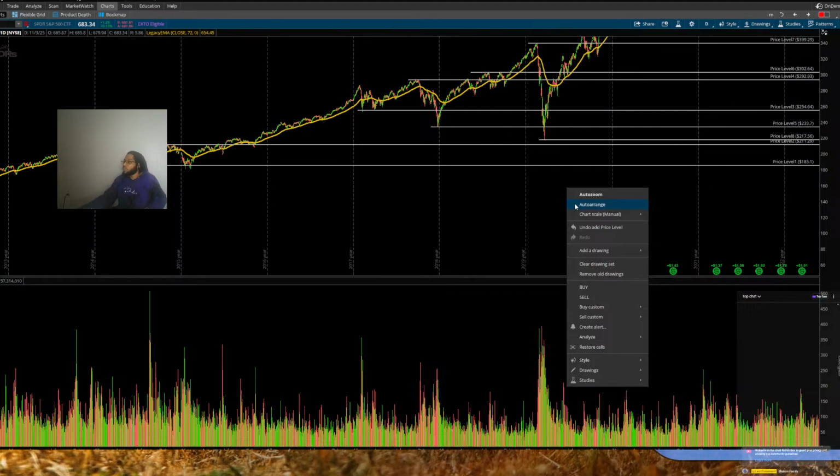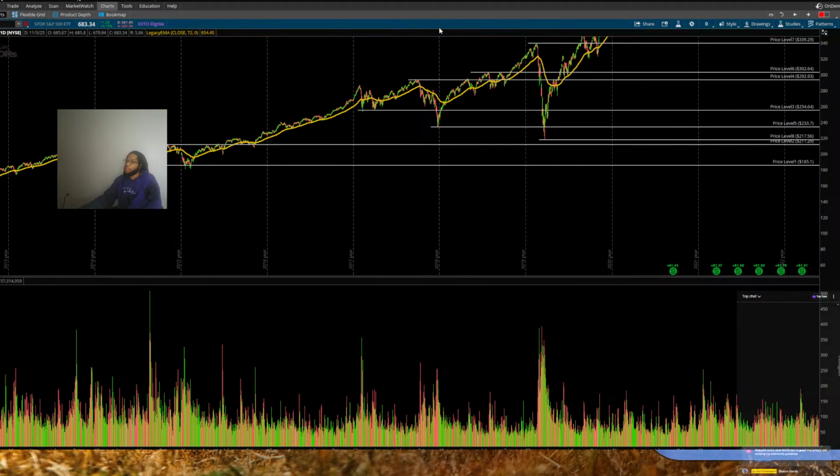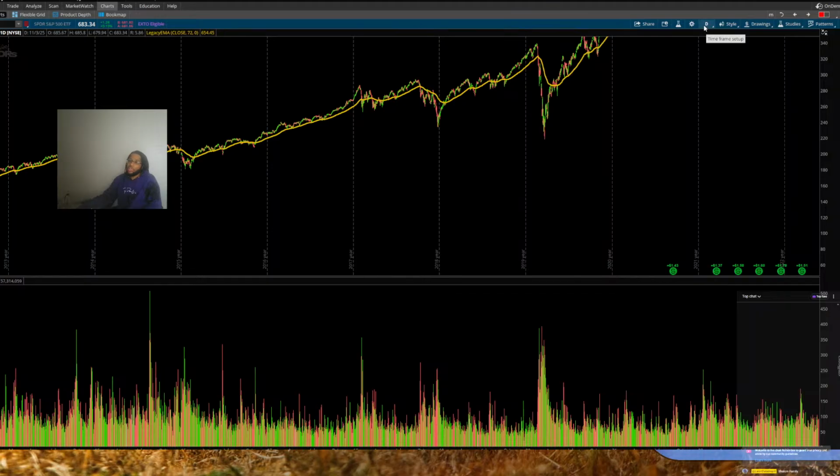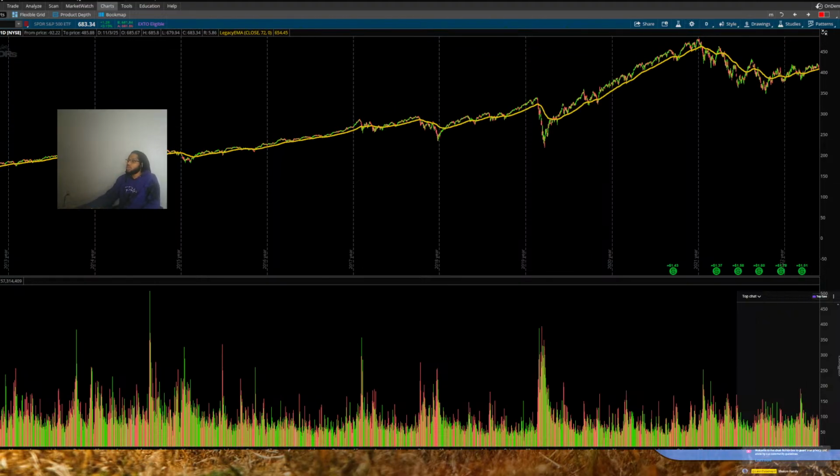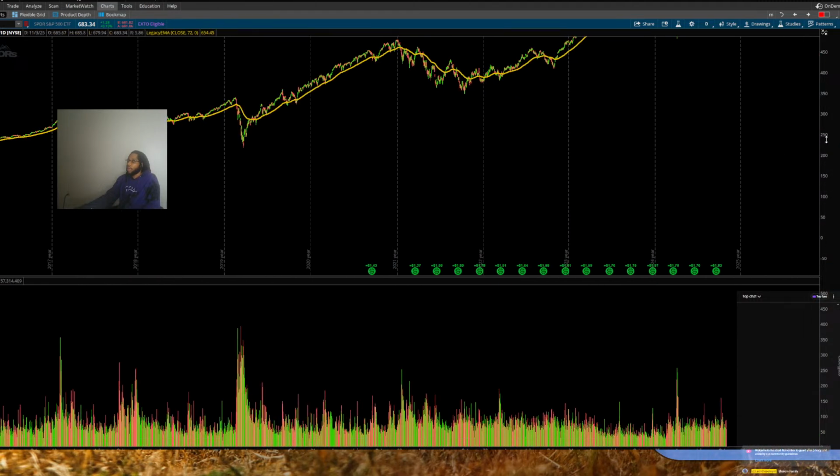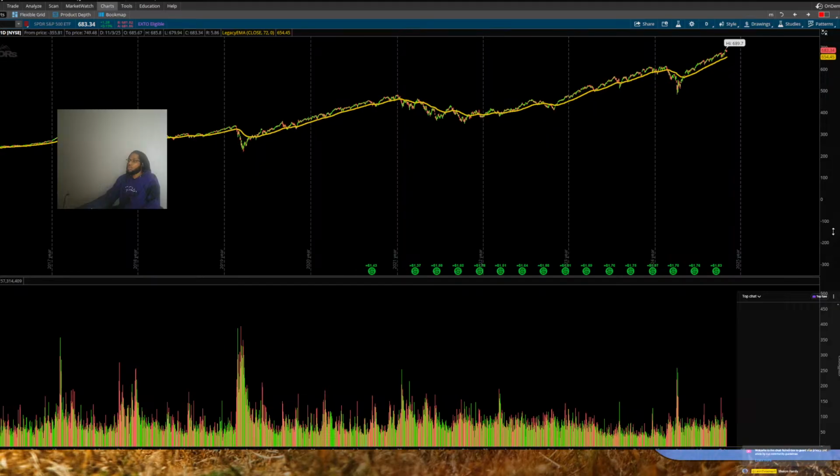So I just want to get rid of all these lines real quick. I just wanted to showcase the history on the daily time frame with the 72-day moving average. And generally speaking, when we break below the 72-day moving average, we have more room to run.